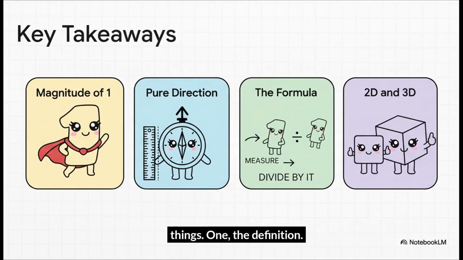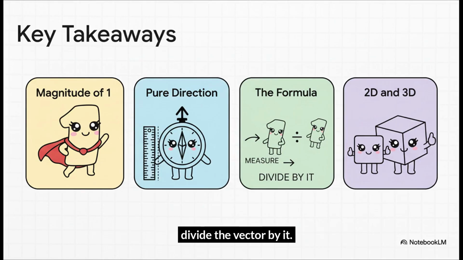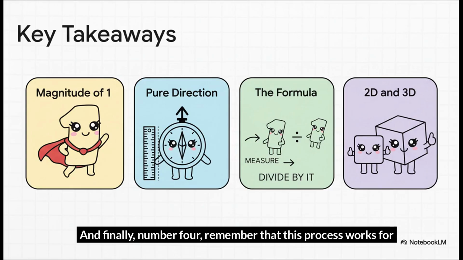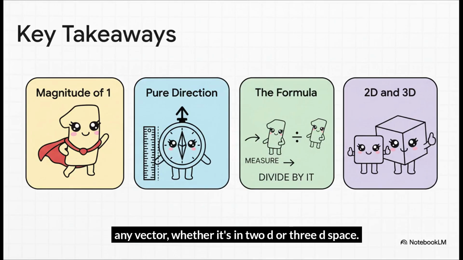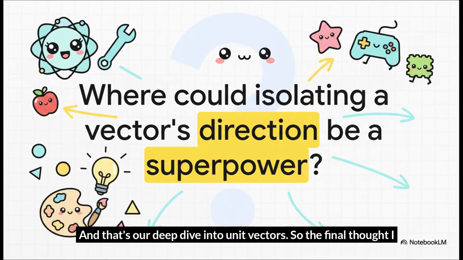1, the definition. Its magnitude is always, always 1. 2, its purpose. It's all about pure direction, nothing else. 3, the formula. It's that simple 2-step process. Find the magnitude, then divide the vector by it. And finally, number 4, remember that this process works for any vector, whether it's in 2D or 3D space. And that's our deep dive into unit vectors.